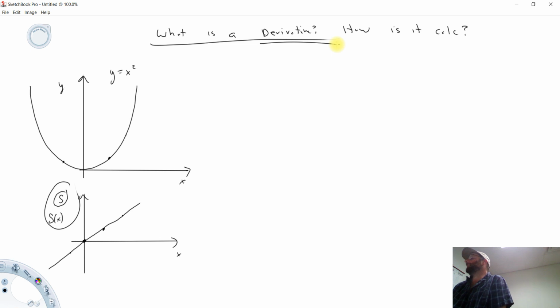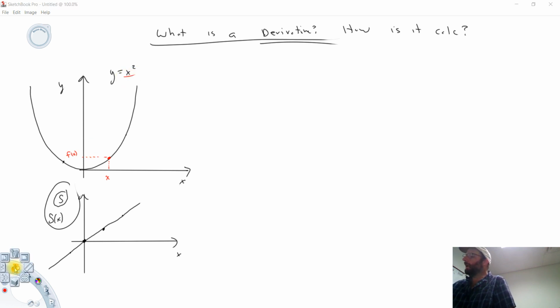It's a function that tells you the slope of your starting function. Now we're going to talk a little bit about how it's found. What we're going to do is pick an arbitrary point on this graph. Rather than putting a number on it, we're just going to call this x. This point could be anywhere on the graph. The y value that goes with that is f of x, which in this case is equal to x squared.